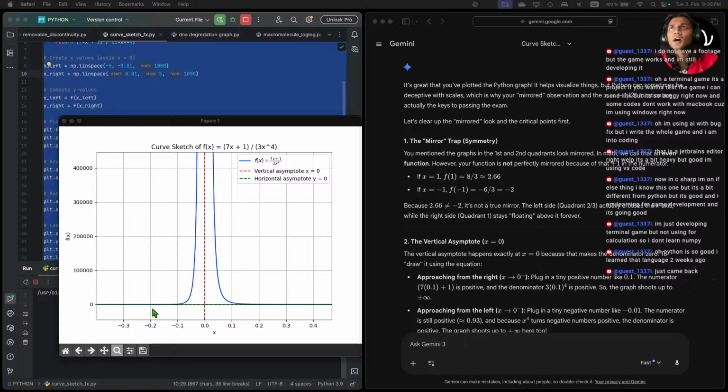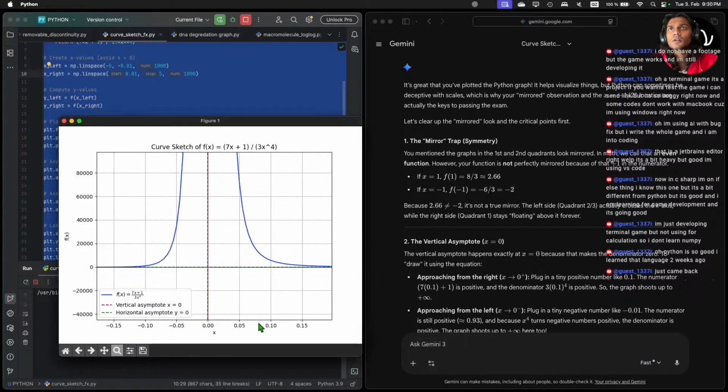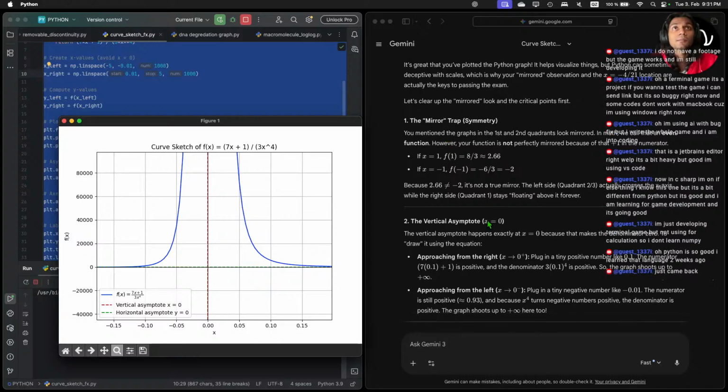Wait, it's not mirrored? Wait, what? It's different? Oh, yeah, it's different. I did not expect that. Okay, okay. I just looked into it.